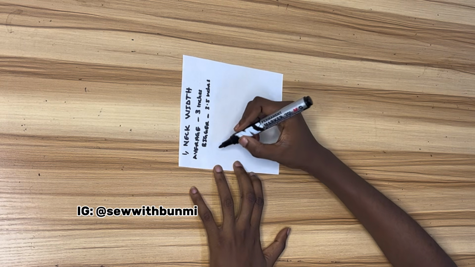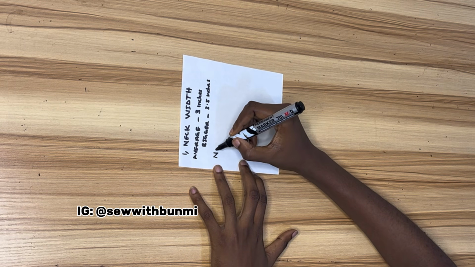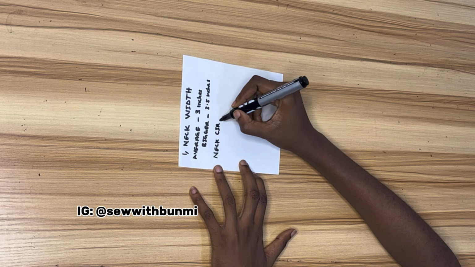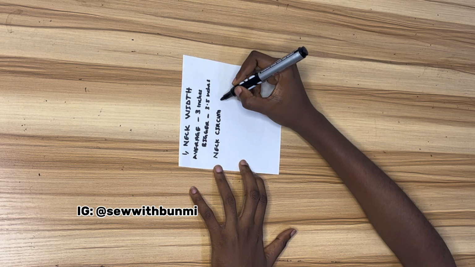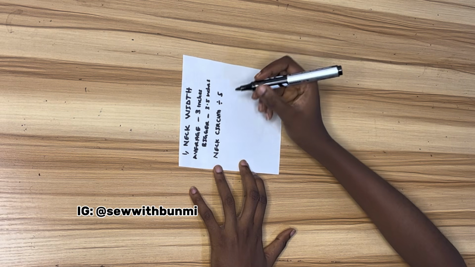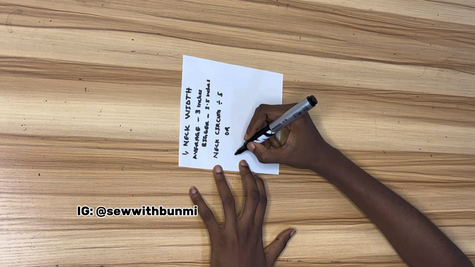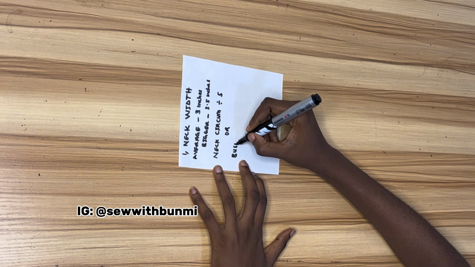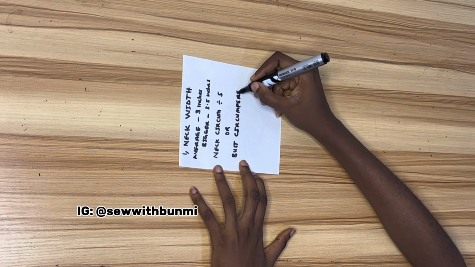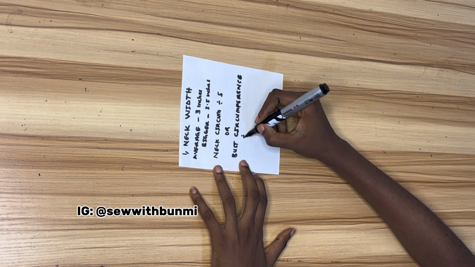The first method is to measure your neck circumference. There's a standard way to measure your neck circumference. So you measure your neck circumference and you divide by 5. That's how to calculate your neck width. Or you use your bust circumference. And to use the bust circumference method, it is your bust circumference divided by 12.